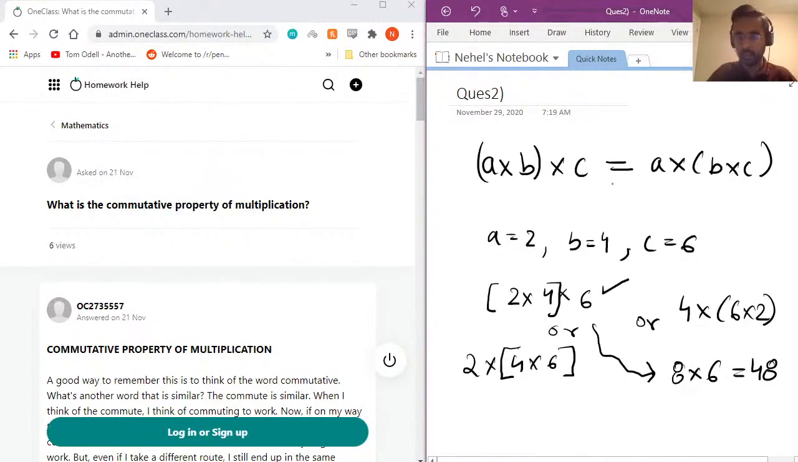So again, multiplication is commutative, which means that you can rearrange the terms in any order and you'll still get the same answer when you're multiplying them.